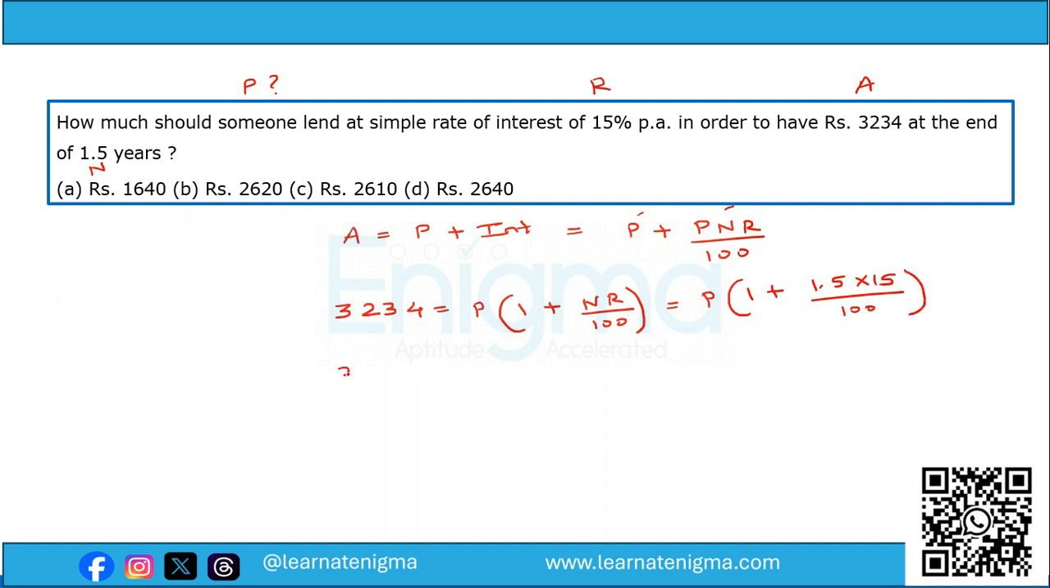So this will become 3234 is equal to P into bracket 122.5 upon 100. So solving this, we will get P is equal to 2640. So that will be our answer, option D.